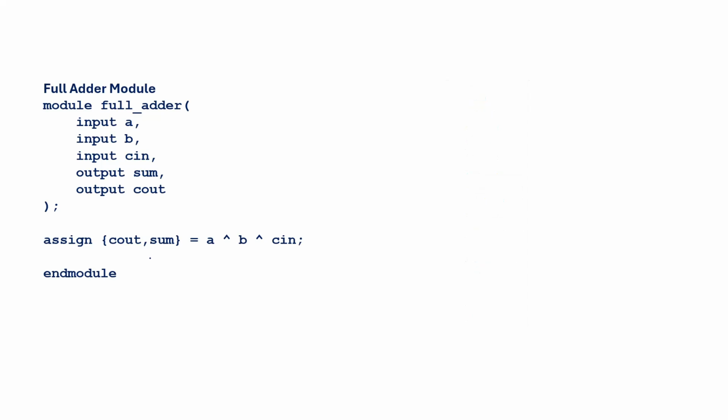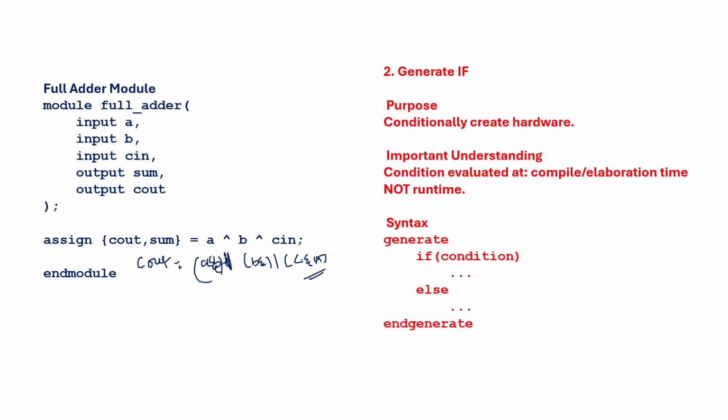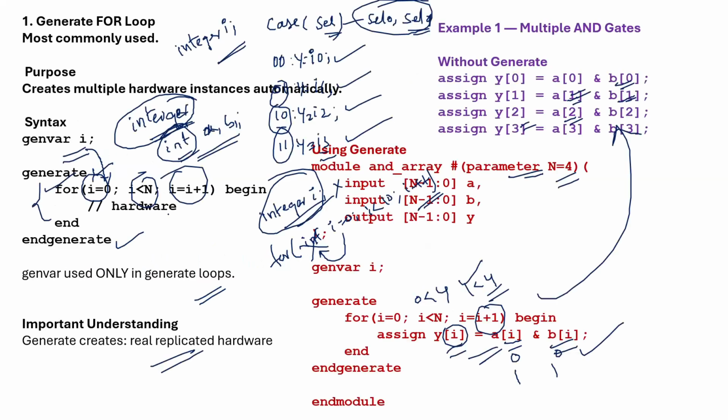Okay, I am writing only the sum here, and then for C out we need to write A and B, or B and C, or C and A. This output you are getting at the full adder. Check that. Okay, for generate conditions, how to utilize this? Same thing, previously I have written the AND gate, right? Same thing here also we can write.